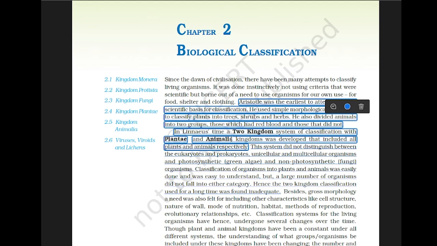And he published some books. One of the famous books is Species Plantarum. And you may have heard of Systema Naturae. It was by Carl Linnaeus. And also he introduced binomial nomenclature. The binomial nomenclature system was proposed by Carl Linnaeus. And he proposed the 2-kingdom classification which includes Kingdom Plantae and Kingdom Animalia.